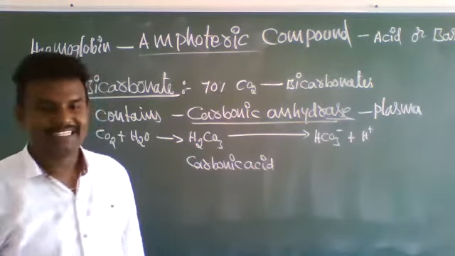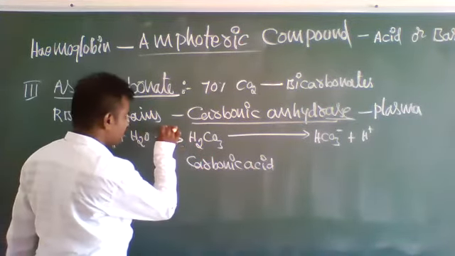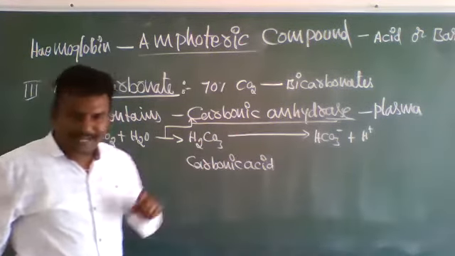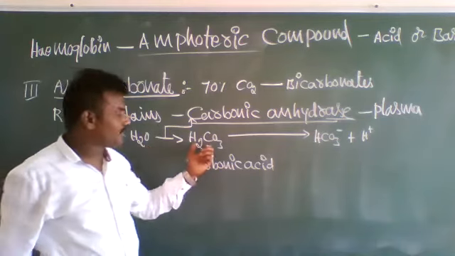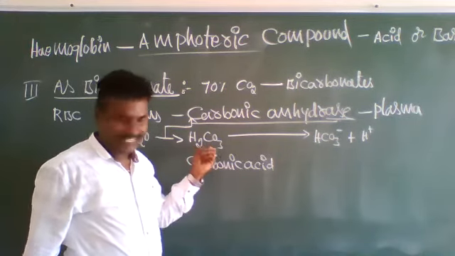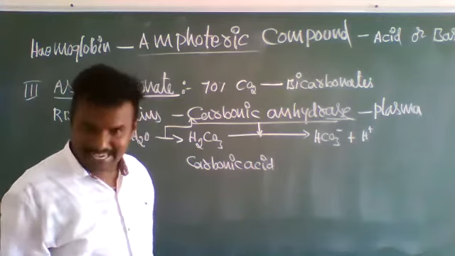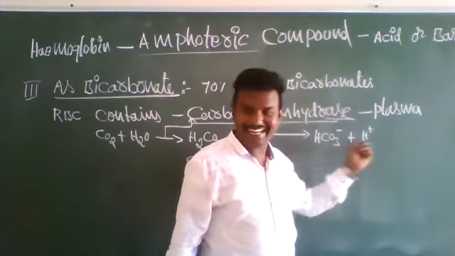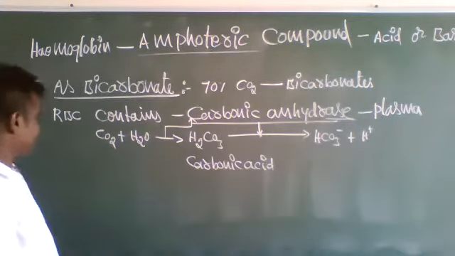Like this, it dissociates. So here, in the presence of carbonic anhydrase, carbon dioxide is combined with water to form carbonic acid. In the presence of carbonic anhydrase, this carbonic acid forms into bicarbonate ion and hydrogen ion. Okay, that's all.